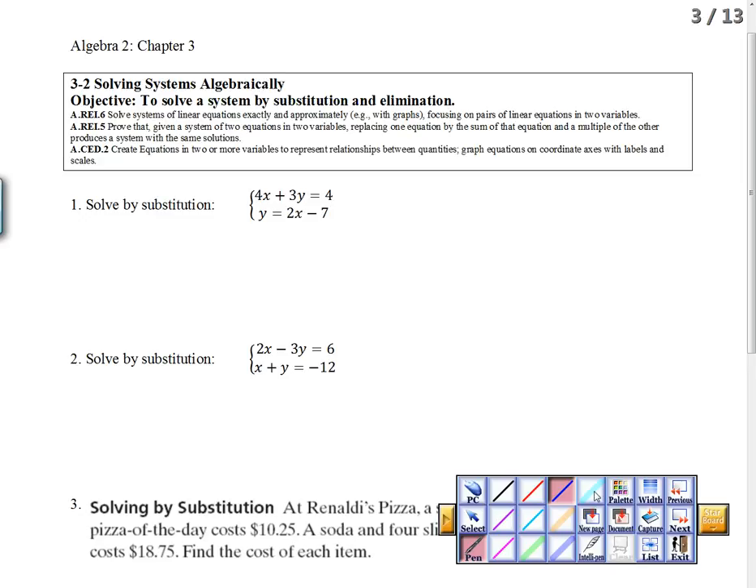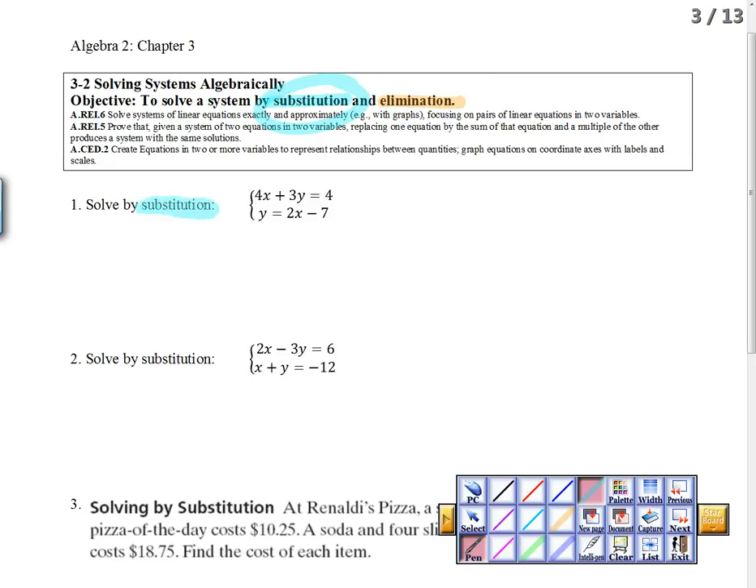Oh, that's supposed to be a highlighter. By substitution, and then the second one is elimination. Today is our substitution day. There are different times when these different tools, like graphing in 3.1, substitution like we're doing today, and elimination like we'll pick up tomorrow, where one is a benefit over the other. So today we're focusing on substitution.